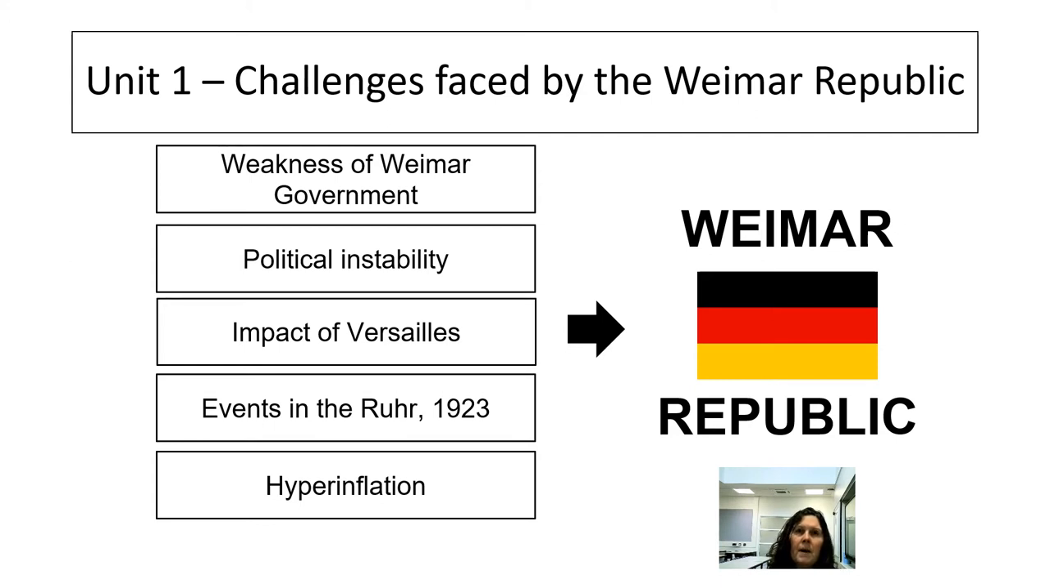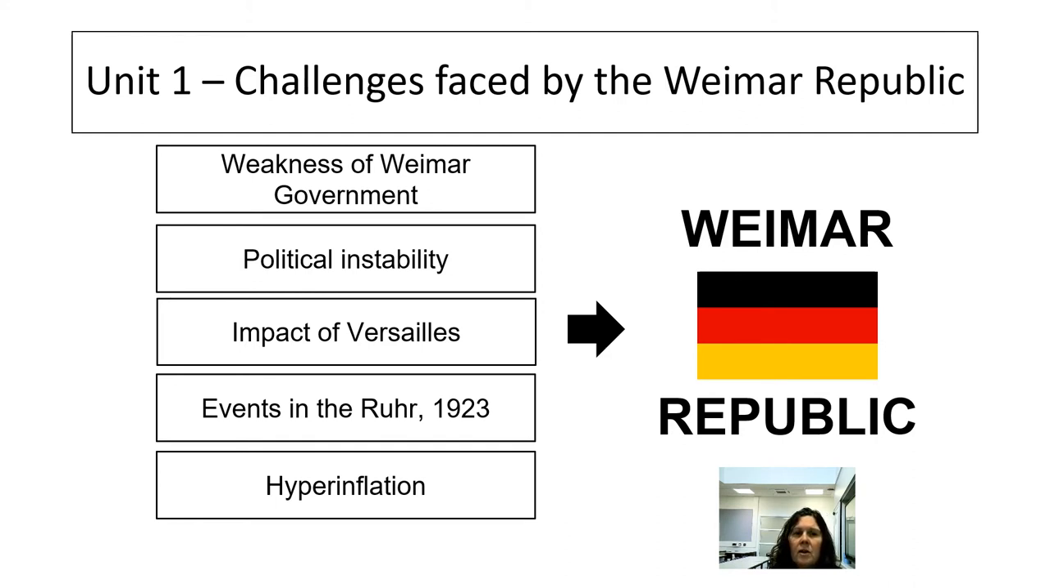Unit one was all about the impact of World War I, and the main thing we looked at were the challenges faced by this new German government, which was called the Weimar Republic. This government had been set up at the end of World War I. It was a democracy. Germany had not been a democracy before. Germany had been ruled by the Kaiser, who was not a dictator as such, but it was a one leader country. There was a Reichstag, a parliament, but there was no voting in the same way as you would do in a democracy.